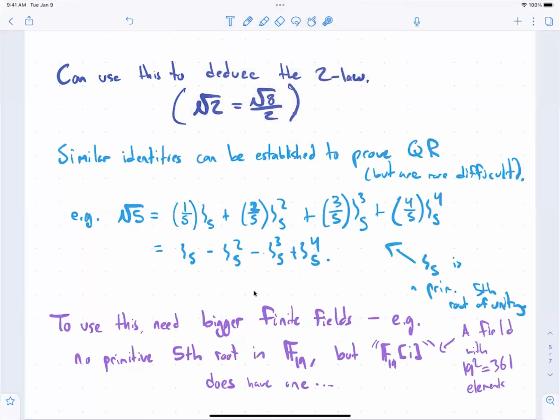And this holds whether this is a primitive 5th root of unity in the complex numbers, or whether this is a primitive 5th root of unity in a finite field, and so on. So this always gives you a formula for the square root of 5 once you have a primitive 5th root of unity.